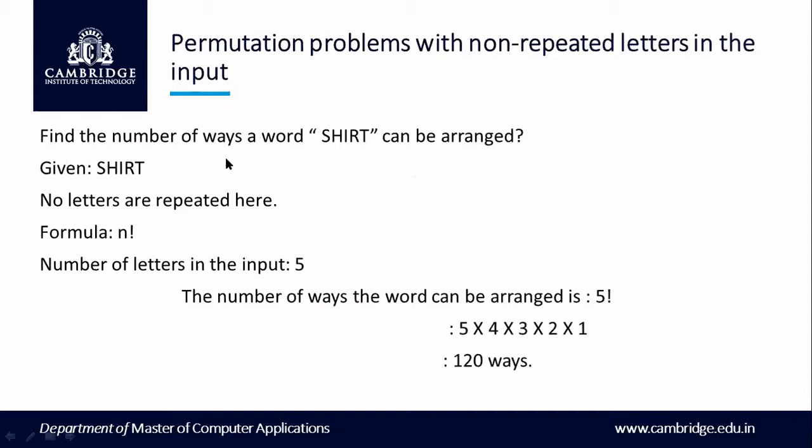So find the number of ways a word S-H-I-R-T can be arranged. Here see, S is appearing one time, no repetition. H-I-R-T, there is no repetition. So the given input is S-H-I-R-T. No letters are repeated here. Therefore, the formula is n factorial. So what is n? 5 letters are there. So the number of letters in the input is 5. So the number of ways the word can be arranged is 5 factorial ways. That is 5 into 4 into 3 into 2 into 1, which is nothing but 120 ways.